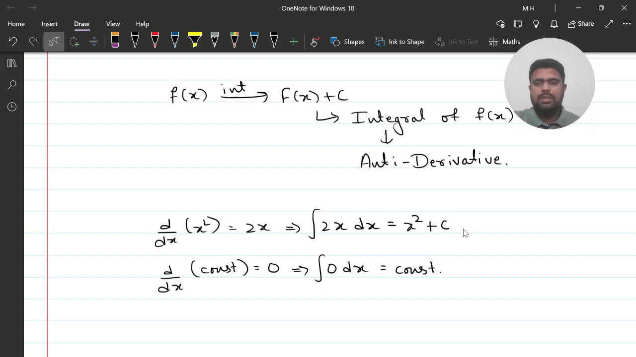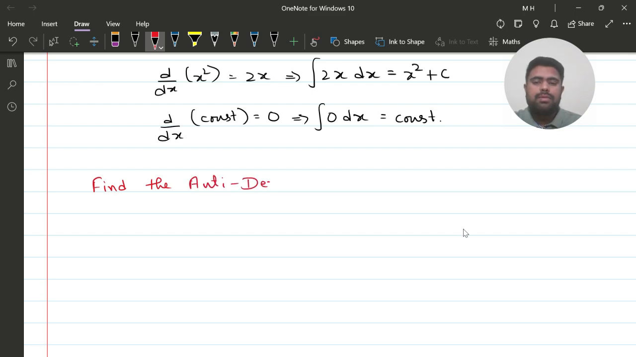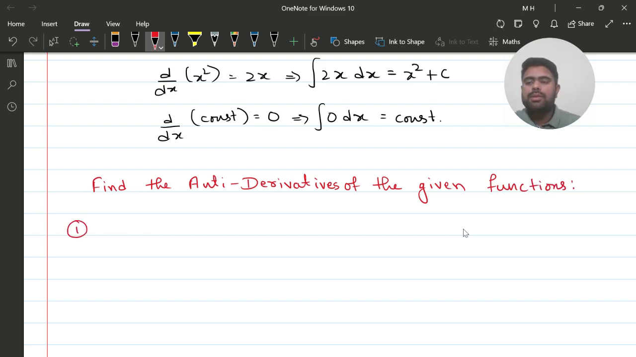So the first question they have given is cos 2x, right? Find the antiderivatives of the given functions. Let's put a heading like this, of the given functions. Fine. So what is the first question? The first question says find the antiderivative of cos 2x.